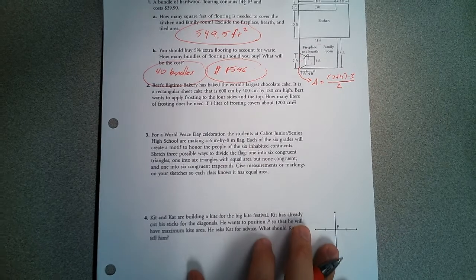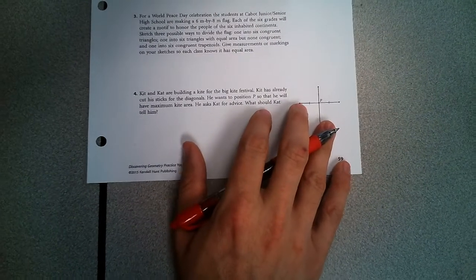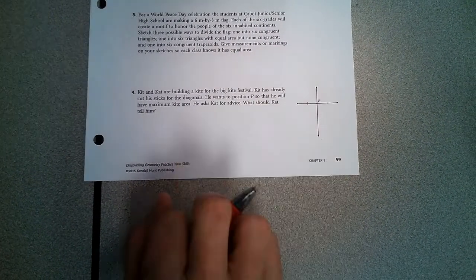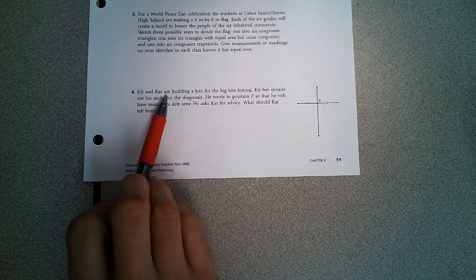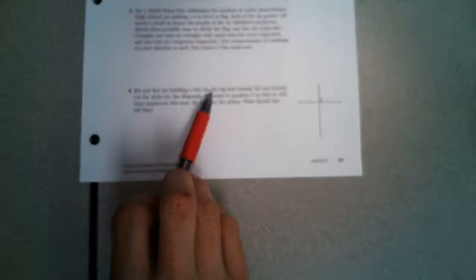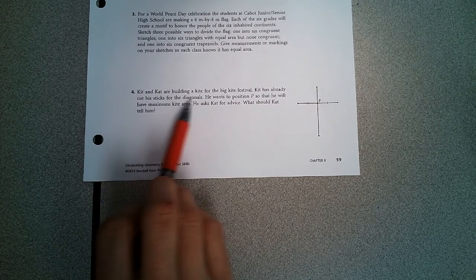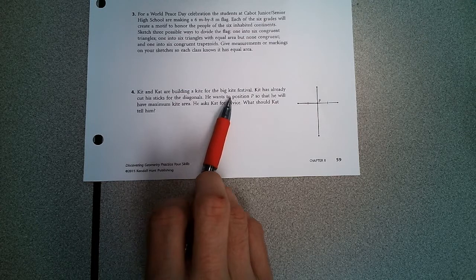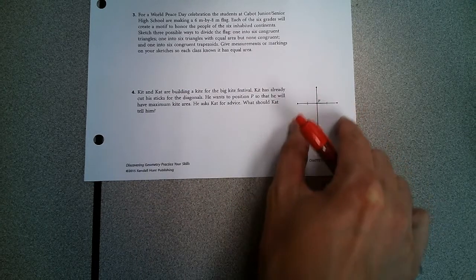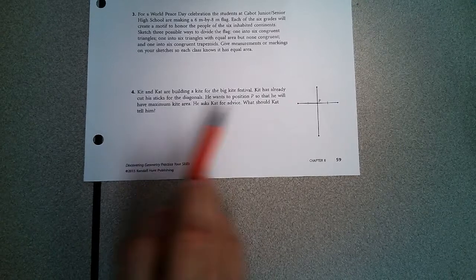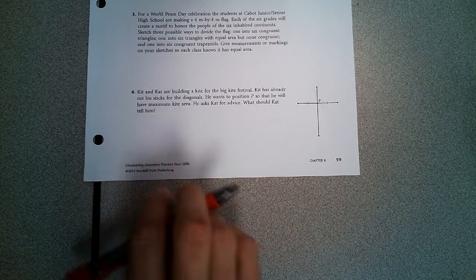All right, but let's go ahead. I'm going to just finish up looking at number 4. Number 4 sounds complicated, but it's real simple. All right, let's look at it. Kit and Kat are building a kite for the Big Kite Festival. Kit has already cut his sticks for the diagonal, so he's already cut the sticks. He wants to position P, so this point, so I guess you can move this stick up and down, so that he will have maximum area. He asked Kat for advice. What should Kat tell him?